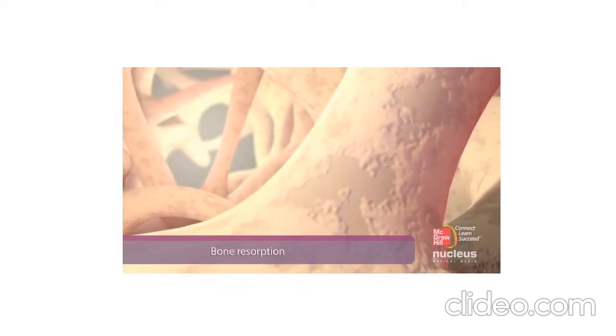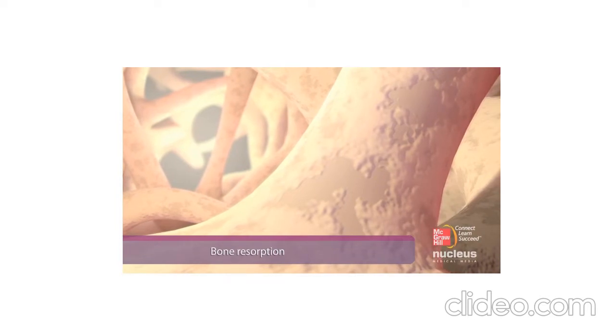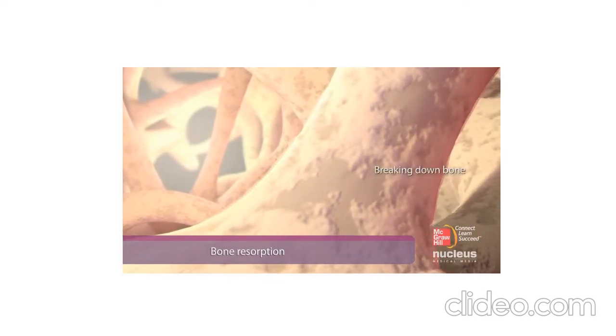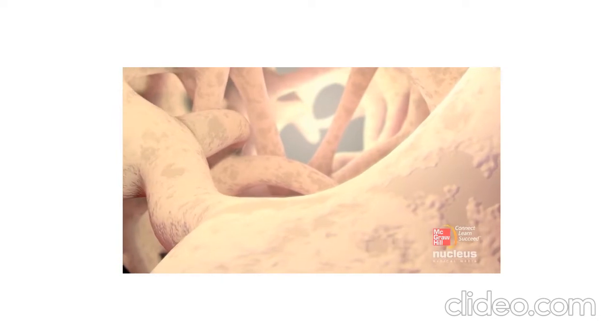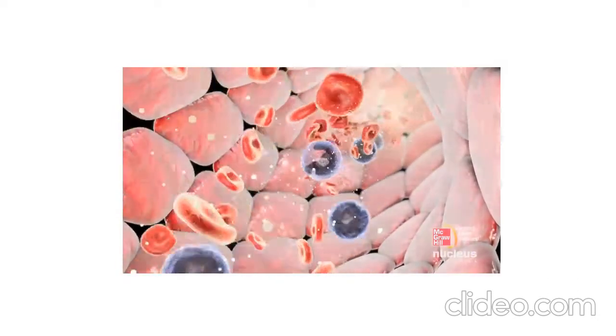Bone continually renews its structure and strength through remodeling. Osteoclasts break down existing bone, and osteoblasts build up new bone. In normal bone, adequate physical stress and changing blood calcium levels prompt osteocytes to initiate bone remodeling.